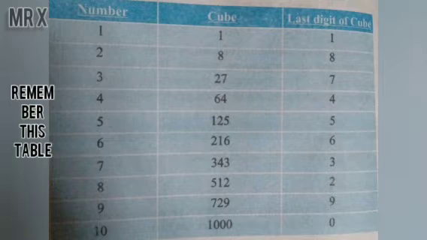For 4, the cube is 64, and the last digit is 4. For 5, the cube is 125, and the last digit is 5. For 6, the cube is 216, and the last digit is 6. For 7, it is 343, and the last digit is 3.